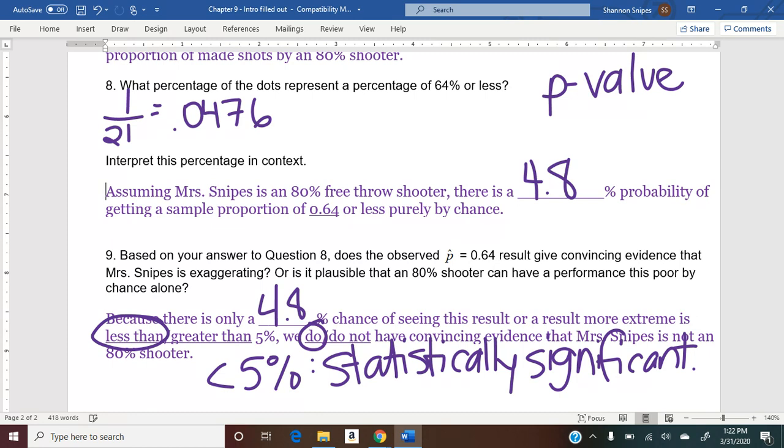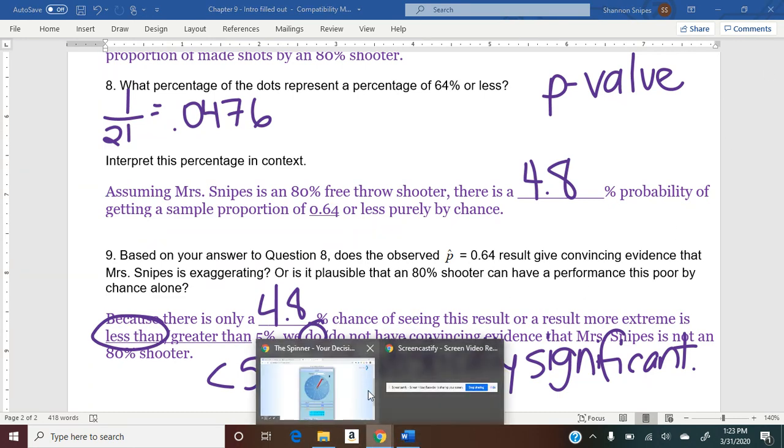And as a quick refresher, this means that it is not likely to see my result by chance alone. So something must be happening, because that is the result that was seen. What's happening? Well, chances are I'm a little bit fibbing about my free throw capabilities. No, I'm a lot fibbing.